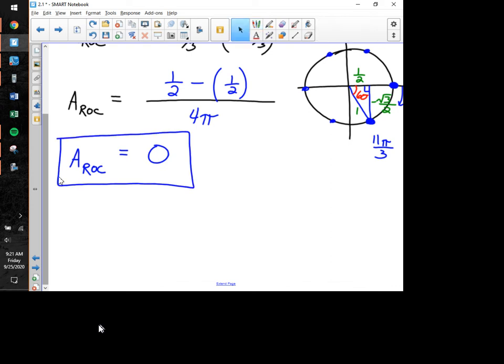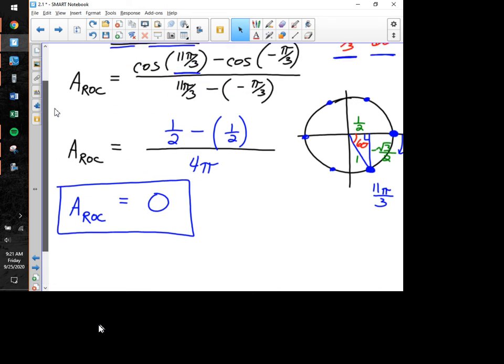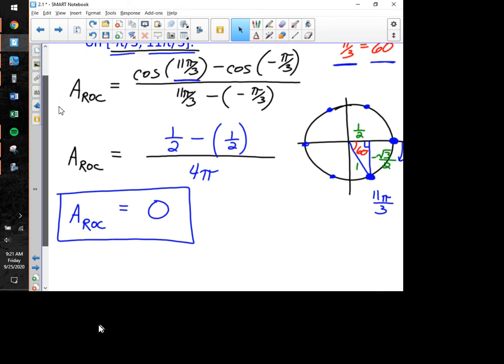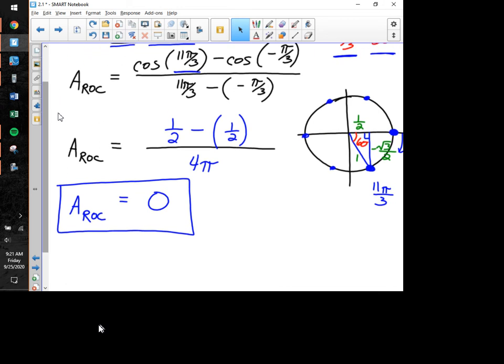Now, that does not mean, everybody, that the value of your function did not change. Our function was cosine of x, and as you guys know, cosine is always given to you by your x coordinate as you travel around the unit circle. So starting right here at negative pi over 3, and then traveling, let's see guys, 4 pi was our denominator, so we actually traveled around the unit circle a grand total of 2 times.